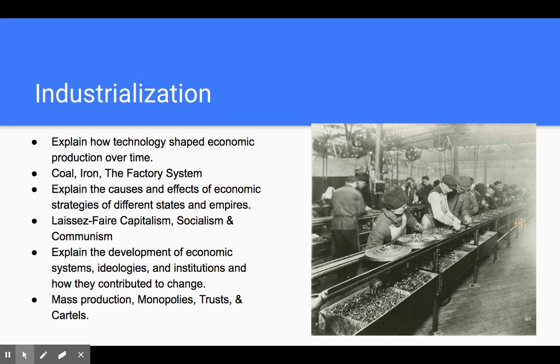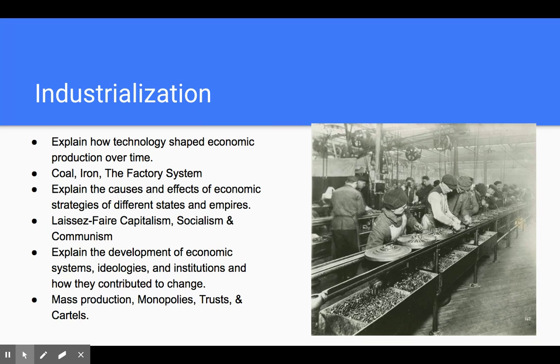We also examined industrialization in several different ways. The goal was to explain how technology shaped economic production over time, and we focused on such things as the increased use of coal and iron and the emergence of the factory system. We also explained the causes and effects of economic strategies of different states and empires. And we talked about laissez-faire capitalism, where business was basically allowed to function without any government intervention.